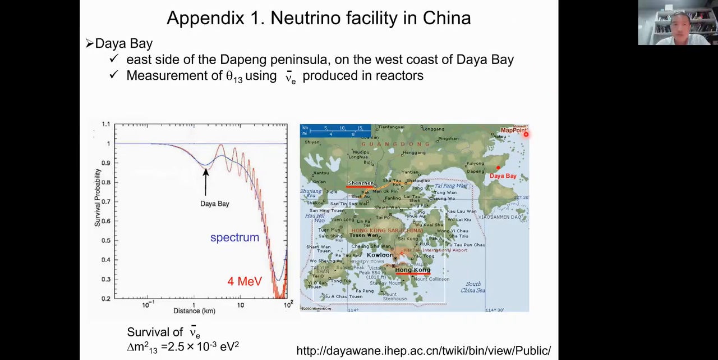Neutrino parameters such as mass squared difference and mixing angles have been measured by many experiments. One of them is the Daya Bay experiment in China. Daya Bay is here, on the east side of the Eurasian continent, on the west coast of the Pacific. And the mixing angle between mass eigenstates 1 and 3 has been measured using electron antineutrinos produced in reactors.